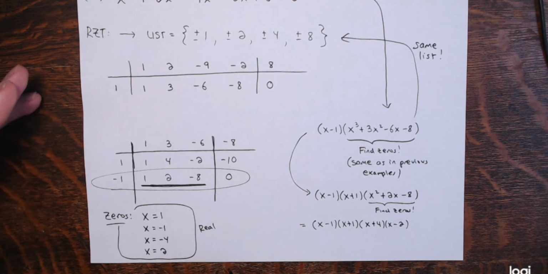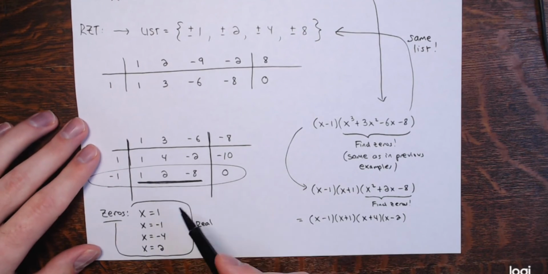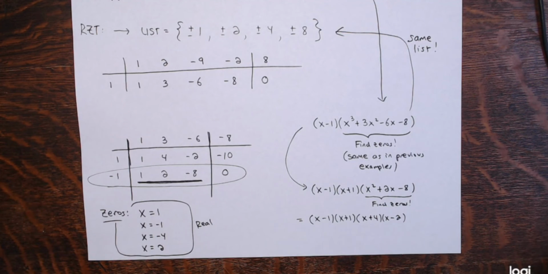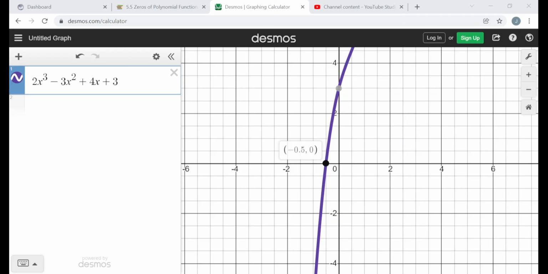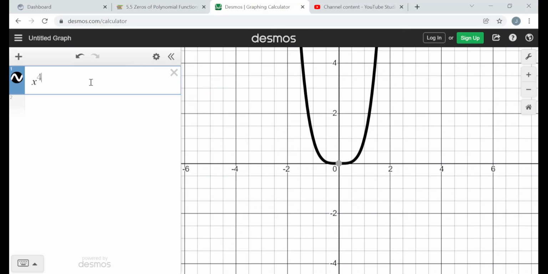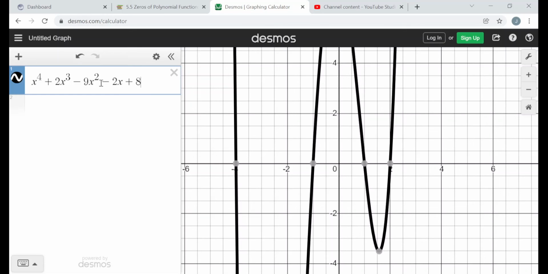So that means if I were to graph this degree 4 polynomial function, it's going to cross the x-axis or touch the x-axis at all 4 of these values. And let's just double check, make sure I did things correctly. So we have our polynomial as x to the 4th plus 2x cubed minus 9x squared minus 2x plus 8. All right, and look, see the 4 intercepts?